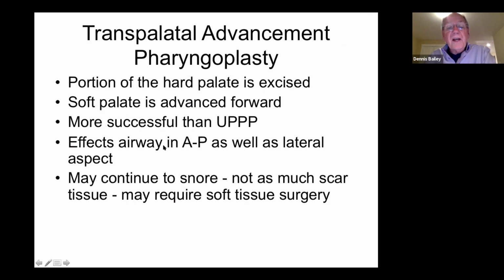It also affects the airway in AP as well as lateral aspect. So patients who have this done have actually shown an AP improvement as well as a lateral improvement. And what is the concentric collapse? It's a combination of AP and lateral. They may continue to snore, but not as much. Scar tissue will occur as associated with UPPP and may require a small soft tissue surgery. So some redundant tissue may need to be removed.